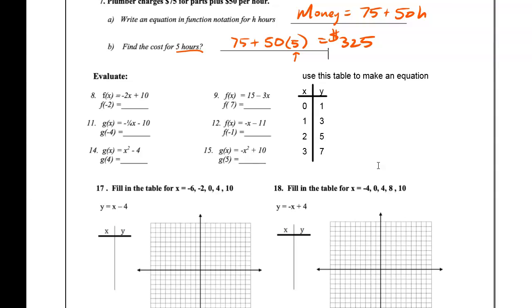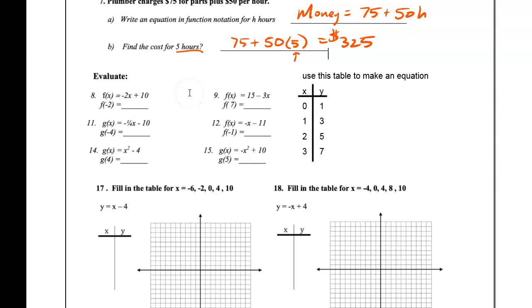Jack. 8 through 15. Can you read them okay, or should I zoom in? Jack, are you there? They're fine. There you are.